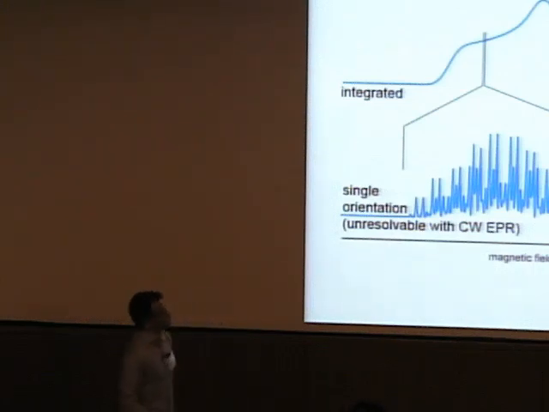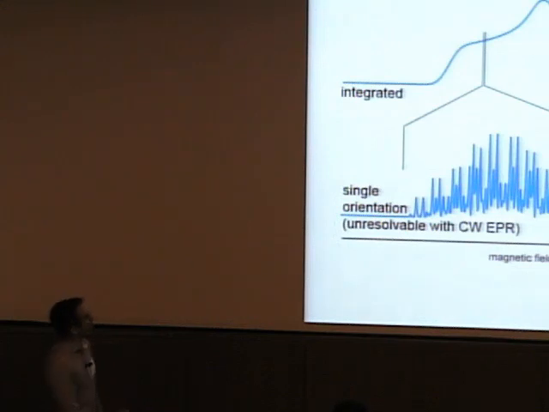Now, there are three principal reasons why proteins have different resonance fields. The first one is that some of the magnetic properties are anisotropic, which means you take a protein, look at its resonance peak, and if you turn the protein a little bit, the resonance peak will move. Okay, we talked about that yesterday.